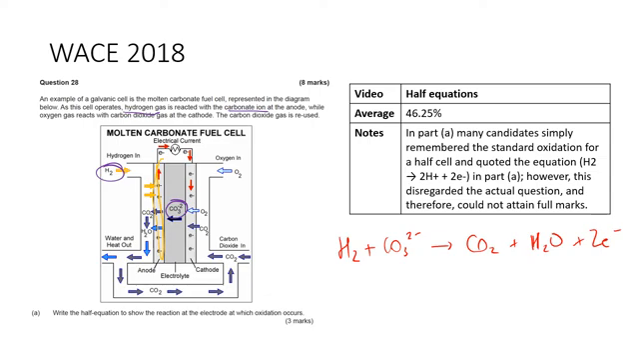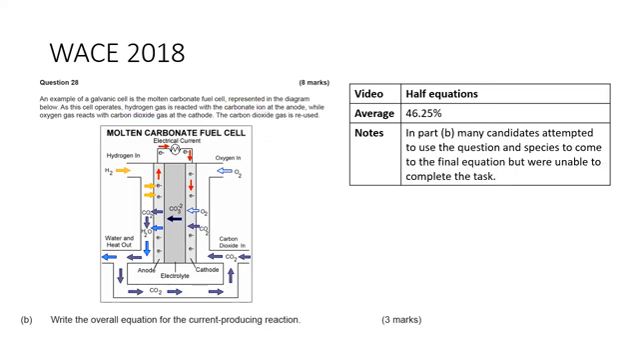But the idea is that you just don't go and say, oh, fuel cell, hydrogen. No, you have to look at what is given to you. So again, how do you write the half equation? You have to look and find out what's the oxidant, what's the reductant, what's the reactant, what's the product, and then put it all together. Okay. So look at the next one. Okay, so write the overall equation for the current producing reaction.